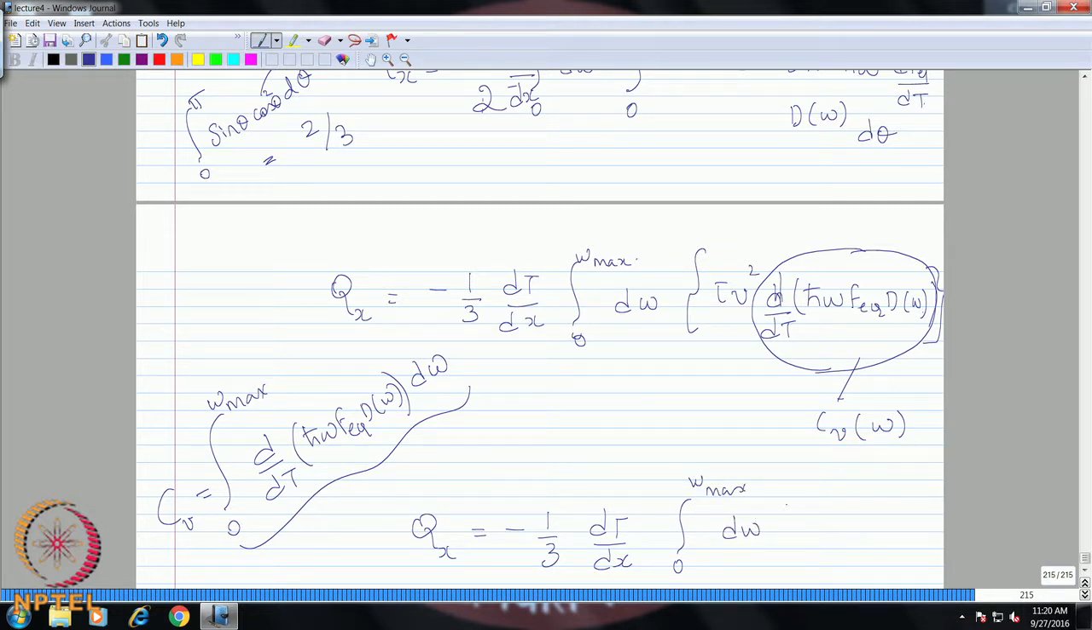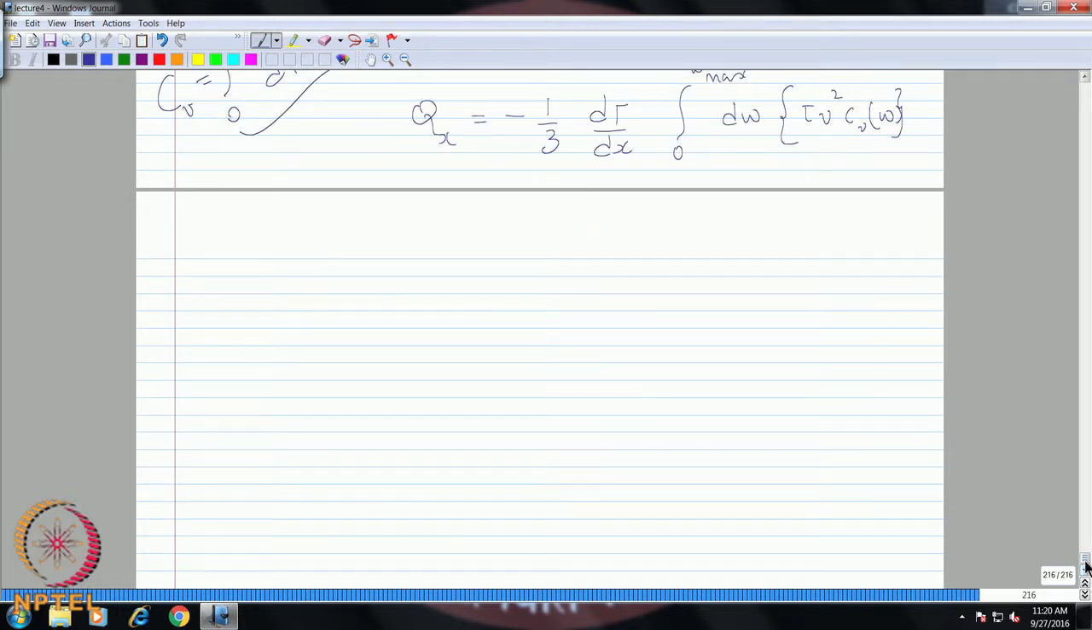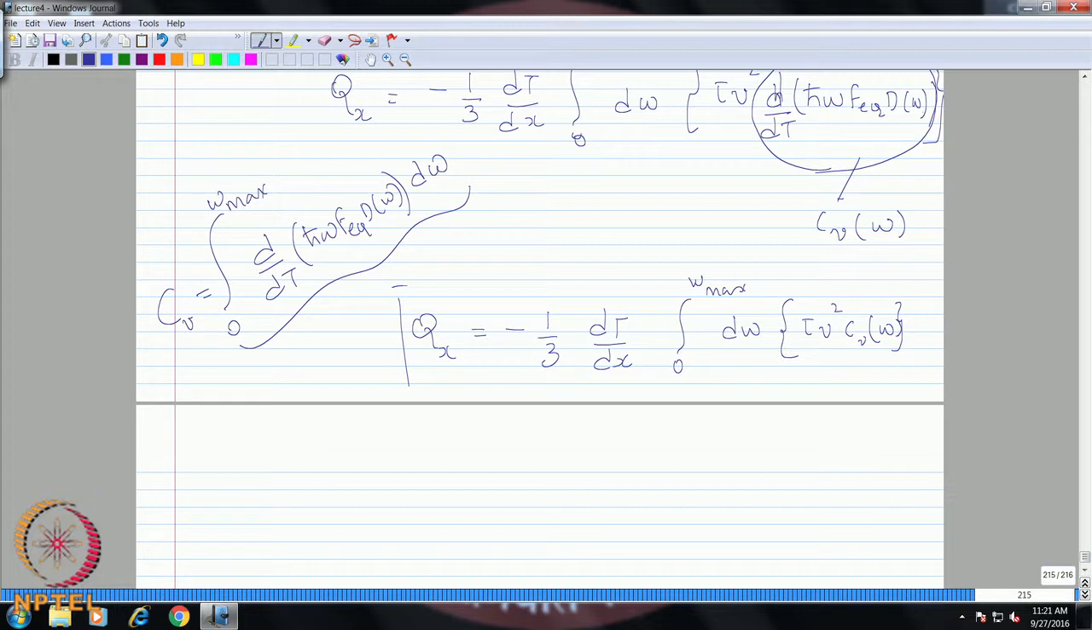integral 0 to omega max, d omega tau v square c of omega. Okay. So, this is your final expression, and so this is your Fourier's law in fact. Right. If you know how to identify the expression for conductivity, this is your Fourier's law.